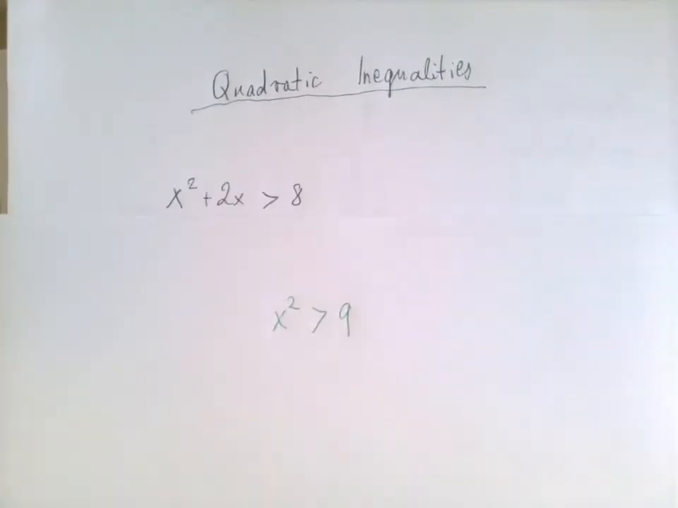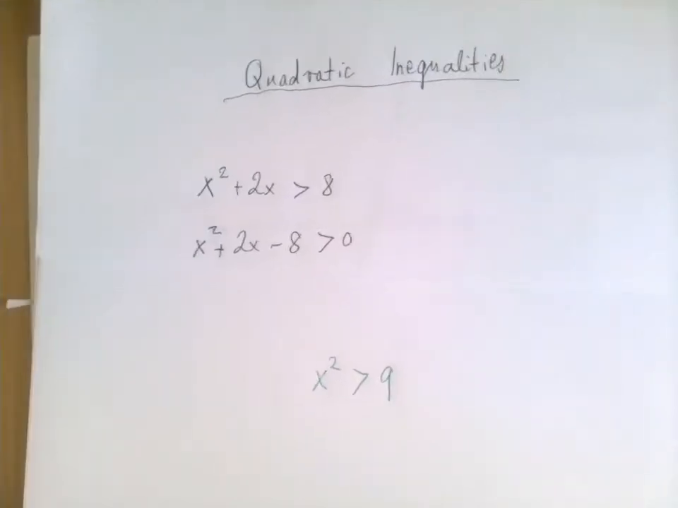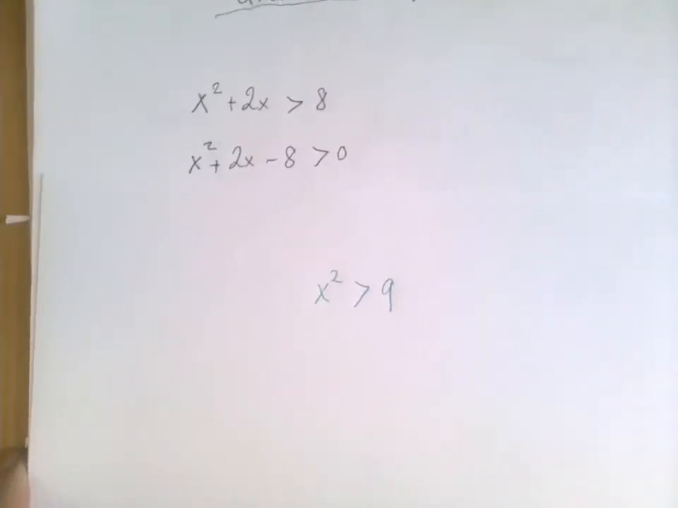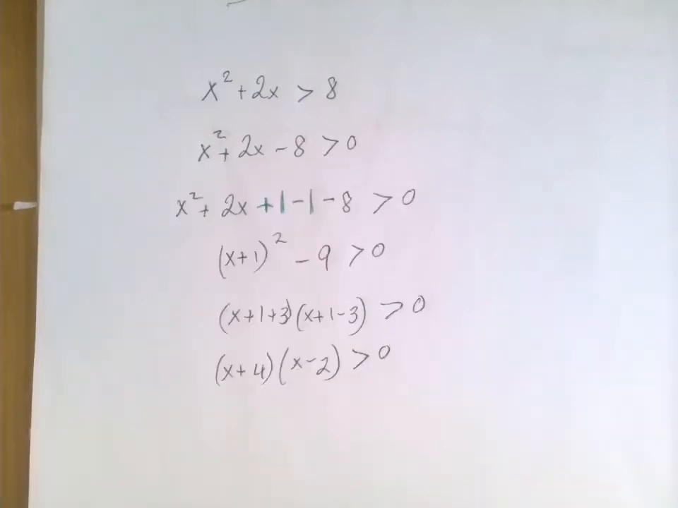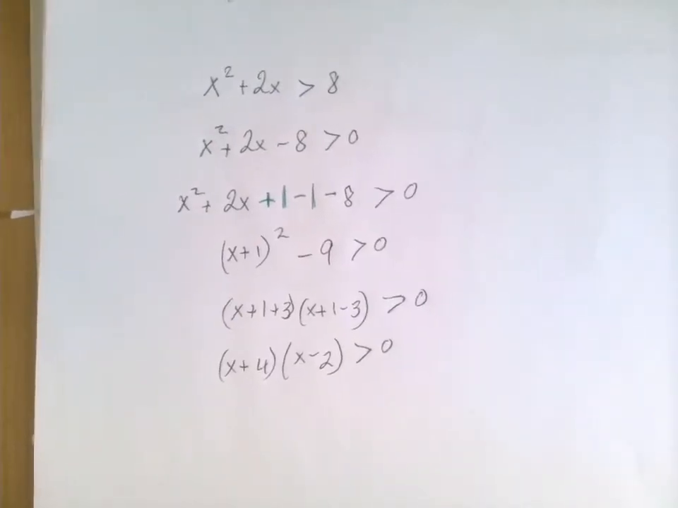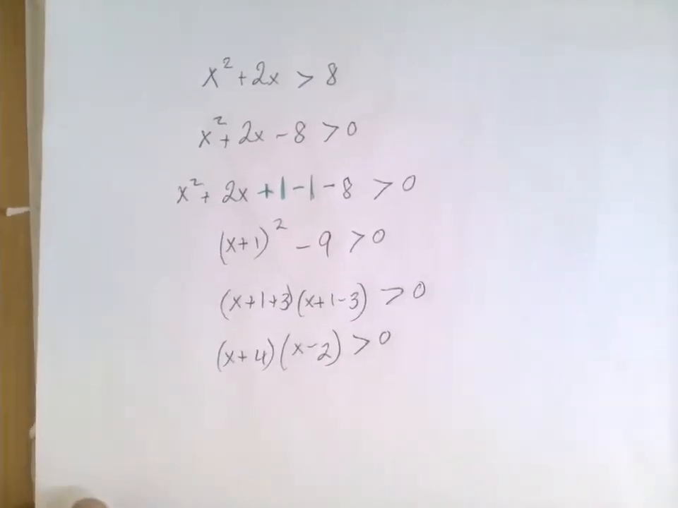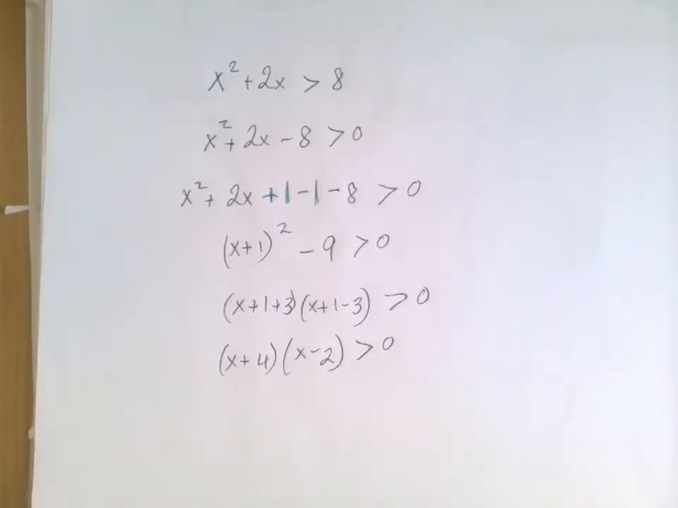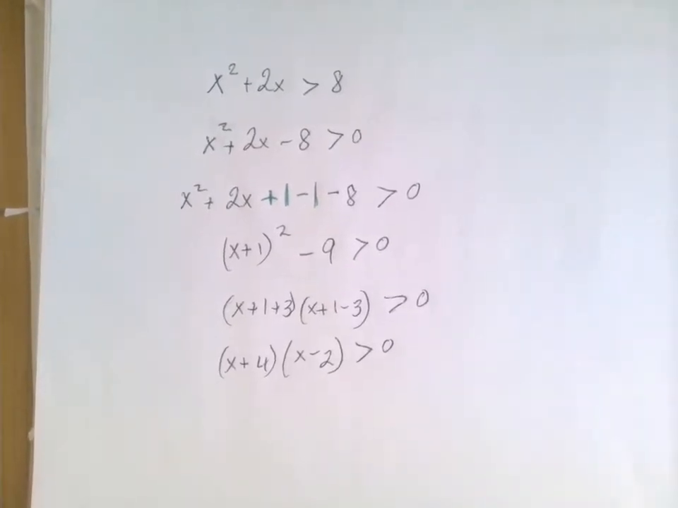This is a very typical quadratic inequality. Just like with equations, the first thing we're going to do is reduce one side to 0, and then we're going to attempt to factor it. I actually did completing the square. If you need help on this computation, there is a separate video for that. This particular one did factor over the integers very nicely.